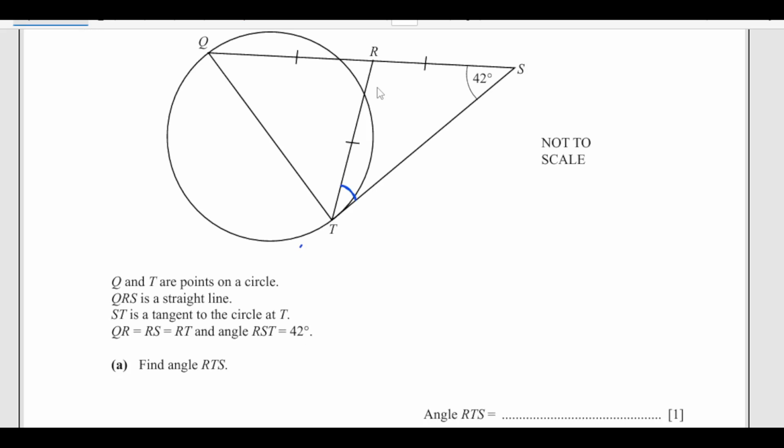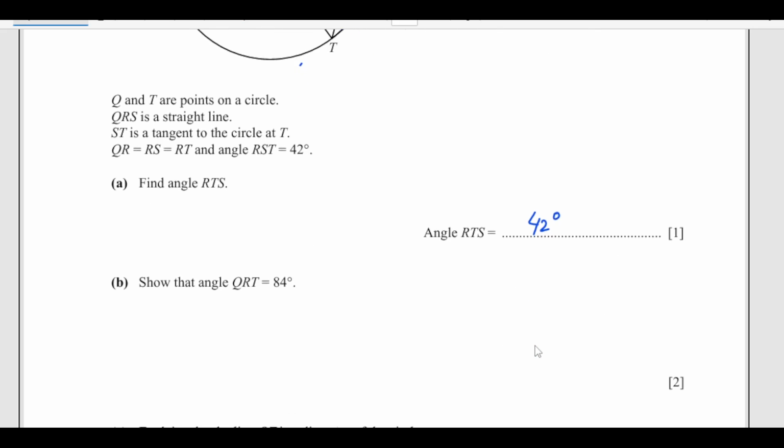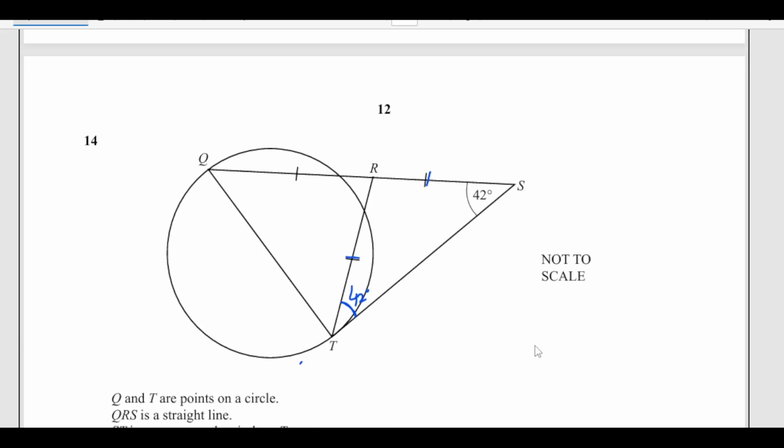Basically, we are looking for this. If you see this triangle RTS, these two sides, this side and this side, are equal, right? So that means the angles opposite will also be equal. So this angle is also going to be 42. So angle RTS is going to be 42 degrees, right? Show that angle QRT is 84. QRT, this angle we are talking about. So we need to show this is 84.